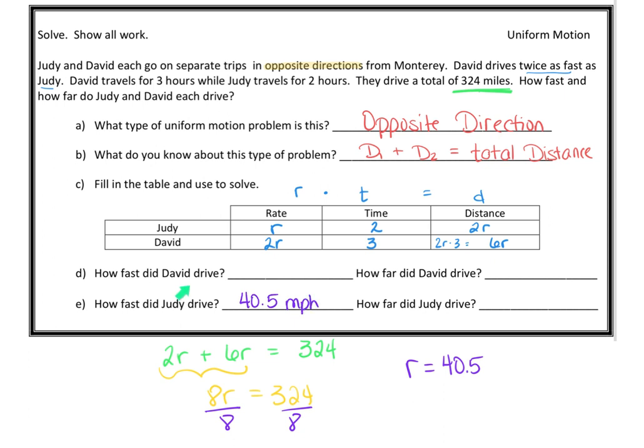How fast did David drive? Well, on my chart, that's 2R. So I need to take 40.5 and multiply by 2. How fast did David drive? 81 miles per hour.